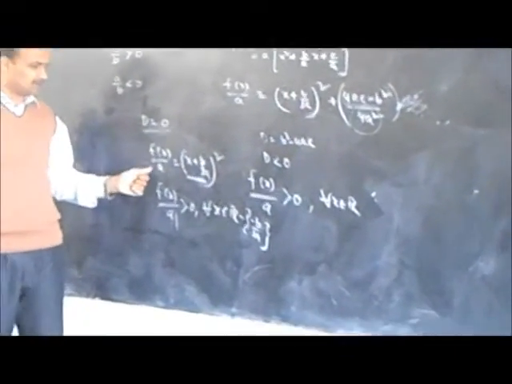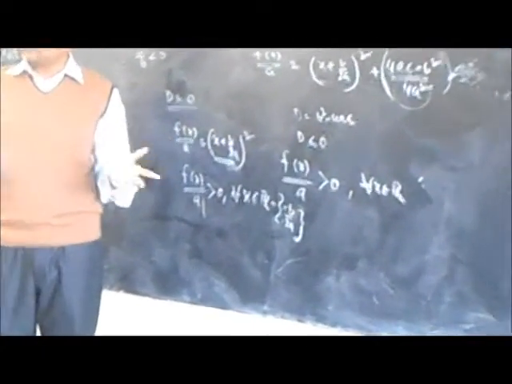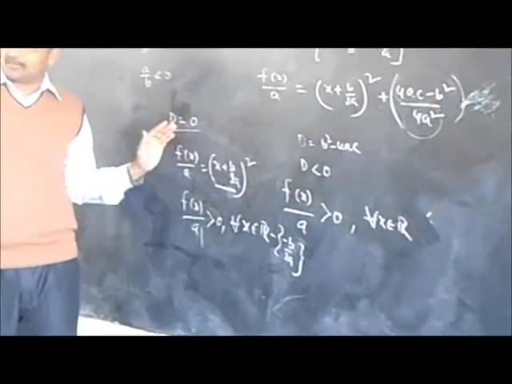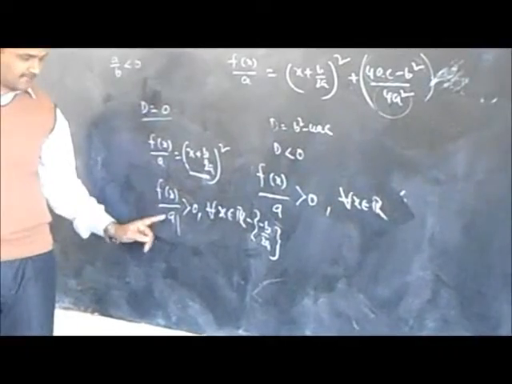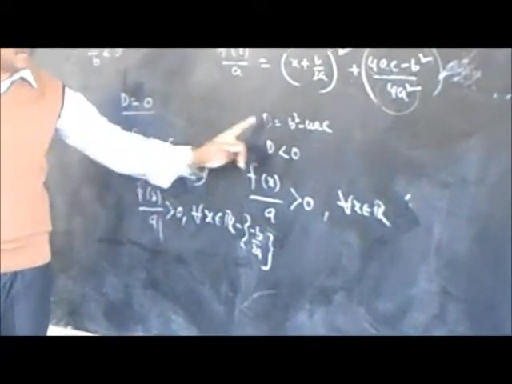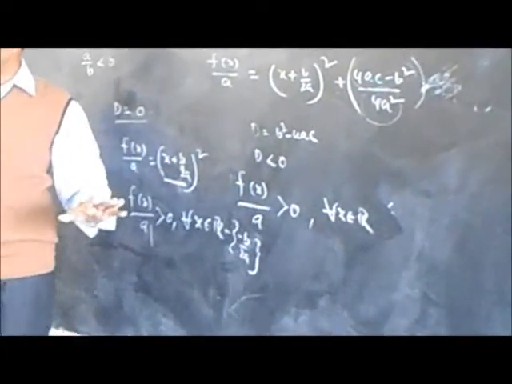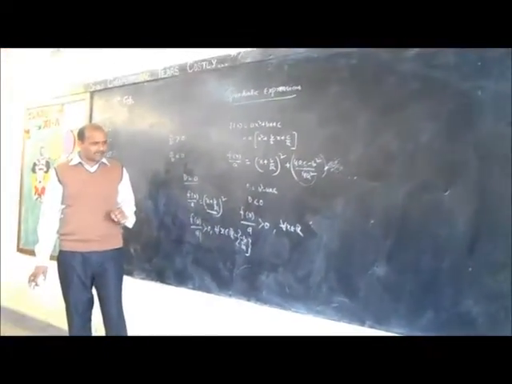So what will you get? F of x by a is 0. We can't decide whether it is positive or negative. So what do you understand now? When d is equal to 0, f of x by a is greater than 0 except at that point. When d is less than 0, f of x by a is greater than 0. Is it clear now?